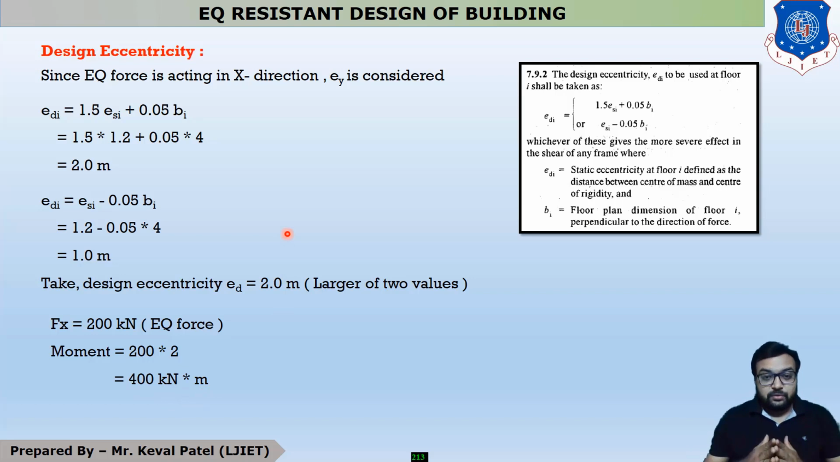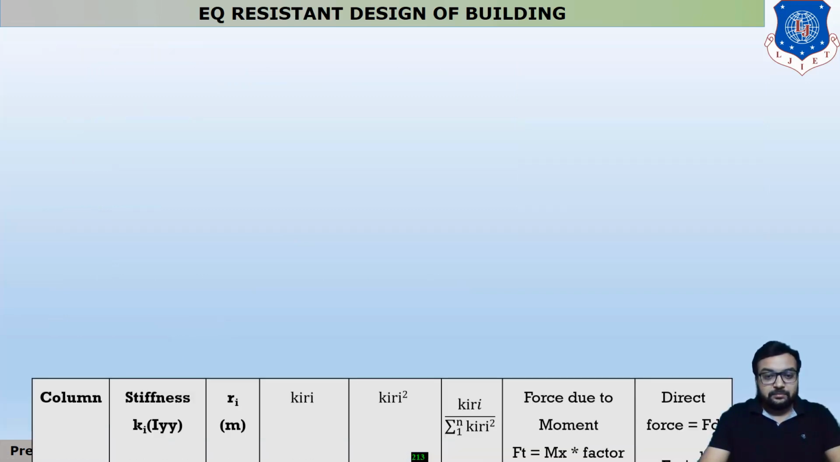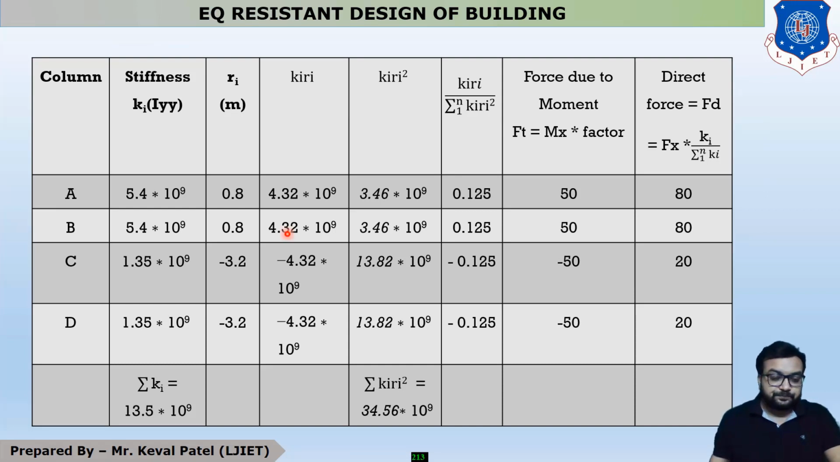Now we have to distribute this 400 kilonewton meter moment and the 200 load on the 4 columns. Okay, so now let us calculate with one table. Our table has first the columns A, B, C and D, 4 columns. The second one is stiffness.